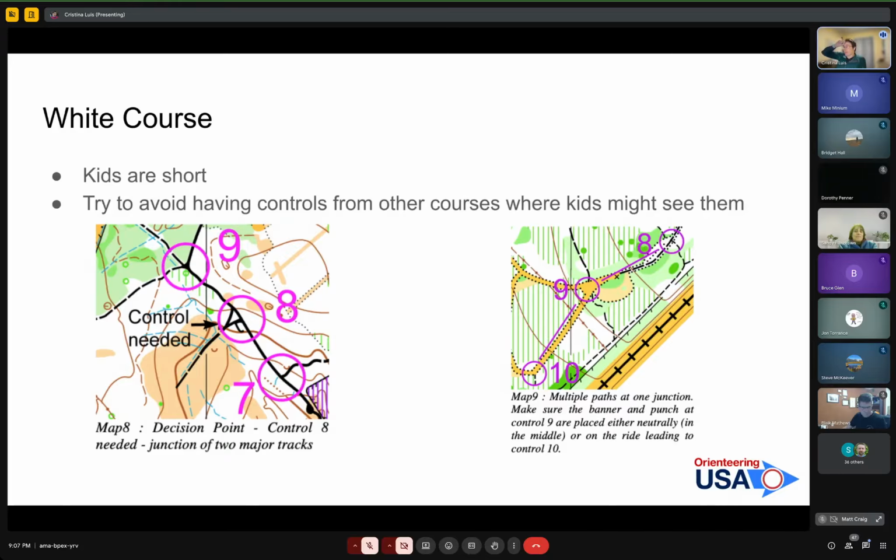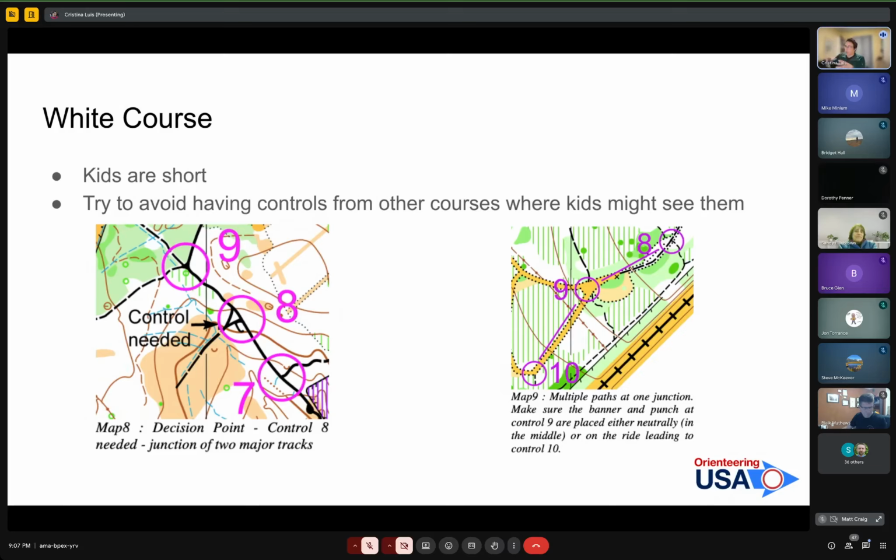So they may have a hard time doing that. As far as making sure they can see things, especially on a yellow, when the controls are off the trail, you get down on your knees and see that you can see the things. Also get on your knees and make sure you can punch. If you're hanging from a tree, if the control stand is usually fine because they're usually quite short.